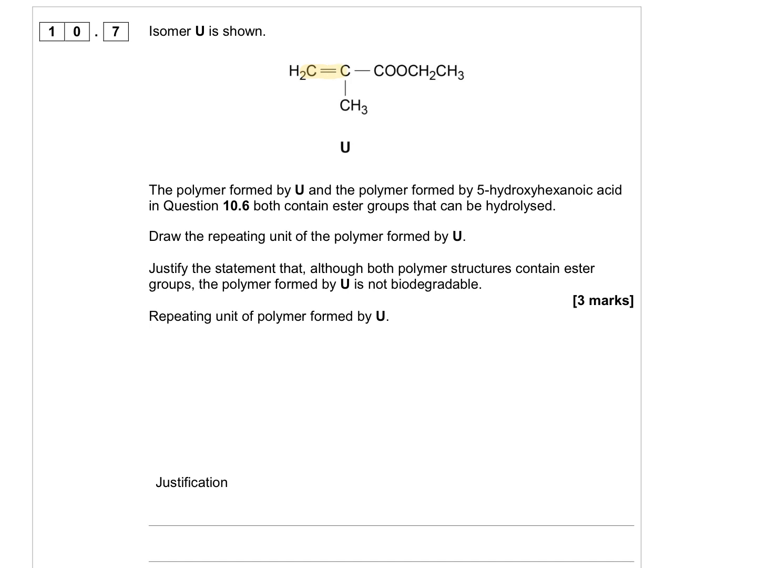So this next question is about a different polymer formed by this monomer U. And when you look at the structure of U, you can see it's got a double bond, which is your big clue that it's going to do addition polymerisation rather than condensation polymerisation. So that double bond is going to open out. When drawing the repeating unit, I'd always start with where the double bond is and draw it opened out, and then draw the other groups around where that main double bond would be.